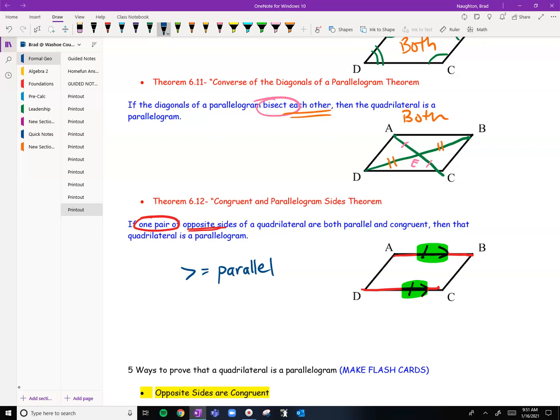So I do want you to remember that this right here means parallel. It's worth repeating. I know you guys know this. And then obviously our tick marks mean congruent, because they're not necessarily always the same thing.